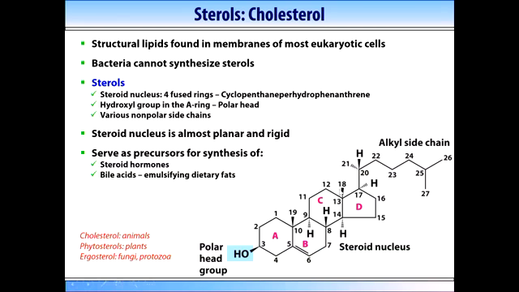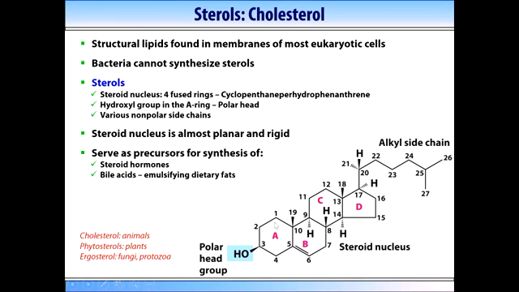The last class of structural membrane lipids are sterols. Sterols are structural lipids found in membranes of most eukaryotic cells, and the key thing here is that bacteria do not have them. The name sterol comes from the so-called steroid nucleus. These are 4 fused rings, altogether called cyclopentane perhydrophenanthrene. If you want to impress someone with knowing organic chemistry, you can just memorize this name.